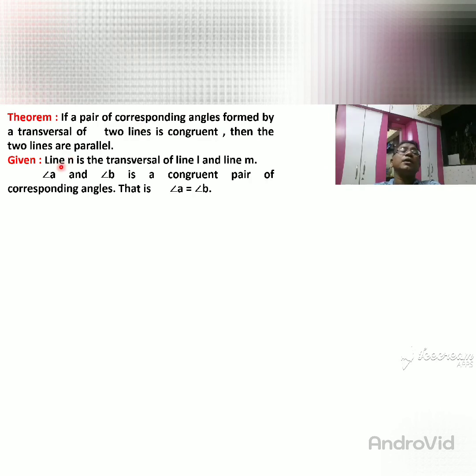Okay. So here we write: line N is the transversal of line L and line M. Angle A and angle B are given congruent, but which angles are they? Corresponding angles. So angle A and angle B are equal angles, and these two angles are the corresponding angles. You want to prove that line L is parallel to line M.